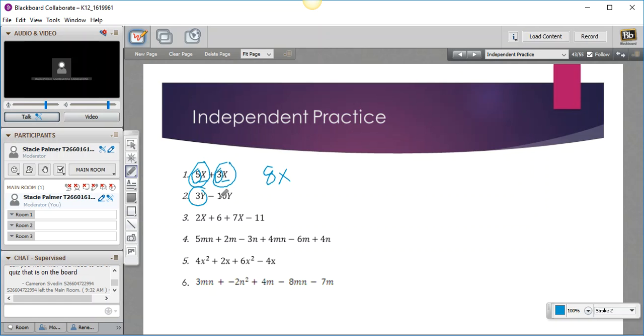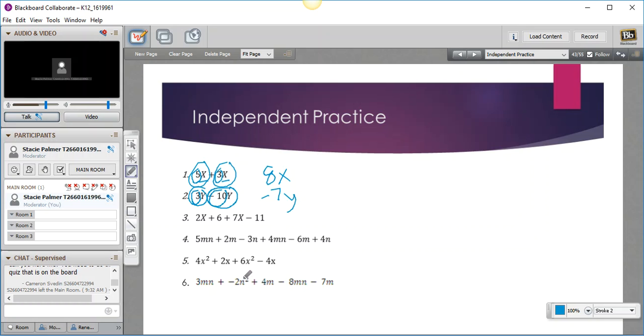3y, and there's a minus sign in front of this 10y. When you're simplifying expressions, make sure that whatever sign is in front of the term, you use that sign. If there's a minus sign in front of a term, it actually makes that term negative. So this is 3y, and we're combining it with a negative 10y. We add the coefficients. 3 plus negative 10 is negative 7y.